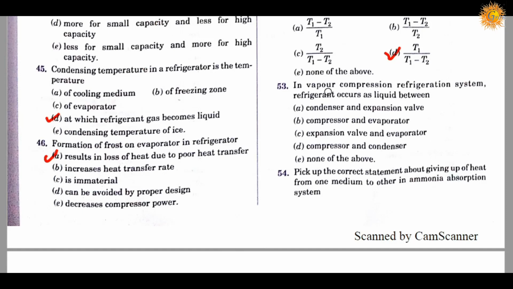Question 53. In a vapor compression refrigeration system, refrigerant occurs as liquid between: option A, condenser and expansion valve; option B, compressor and evaporator; option C, expansion valve and evaporator; option D, compressor and condenser; and option E, none of the above. So the correct answer is C, because in a vapor compression refrigeration system, refrigerant occurs as liquid between the expansion valve and evaporator. So C is the correct answer.